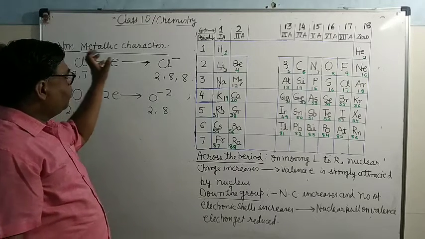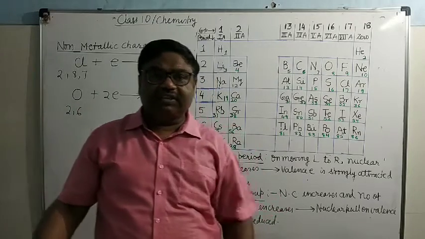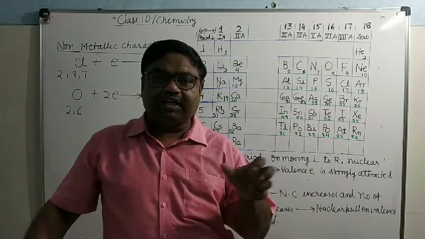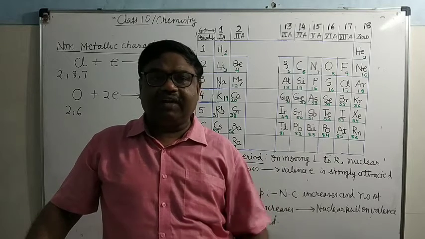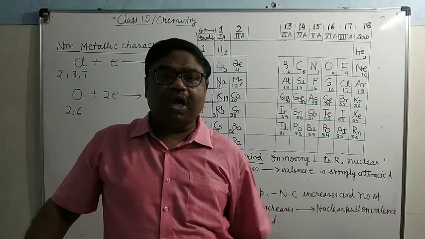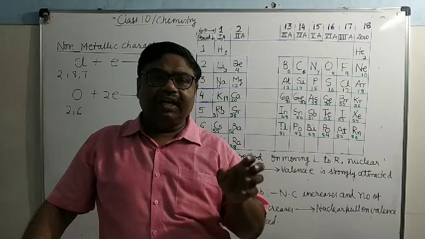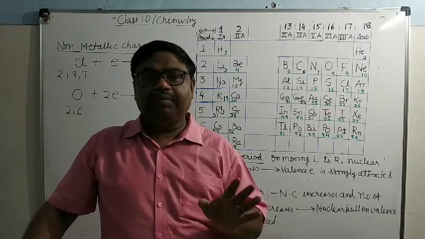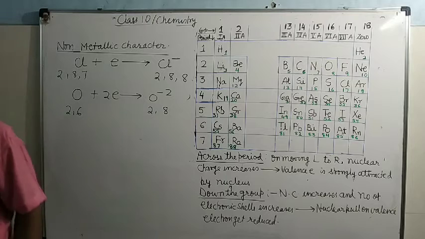Now which one will be more non-metallic? That will be more non-metallic which accepts the electron in the valence cell with great ease. Which accepts the electron in the valence cell with great ease. Means बड़ी ही आसानी से वैलेंस सेल में इलेक्ट्रॉन को गेन कर लेता है. That will be more non-metallic. It's clear? And one which is gaining the electron in the valence cell with less ease, with difficulty, that will be less non-metallic.